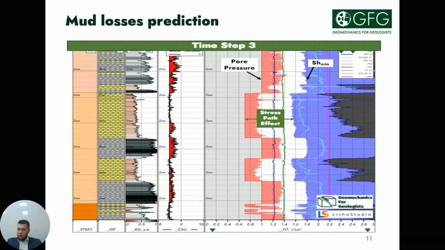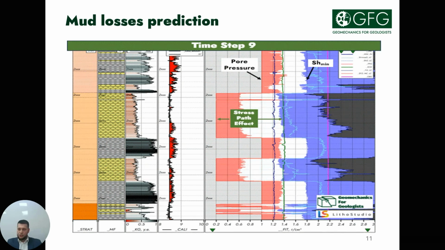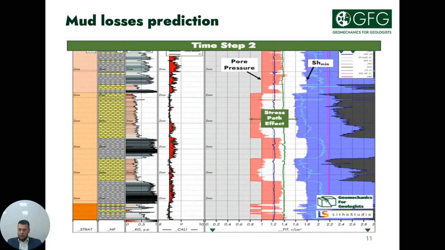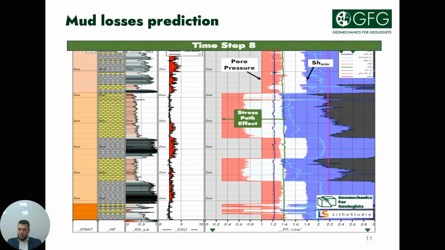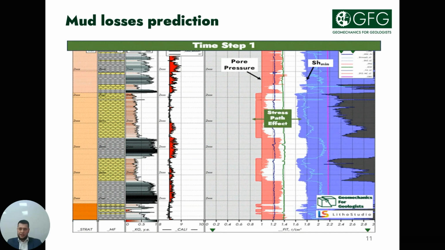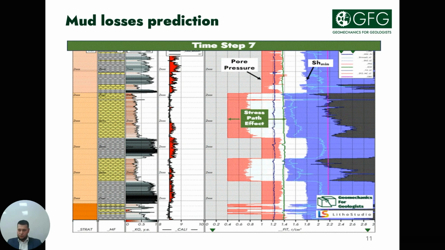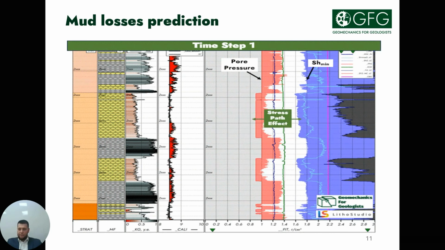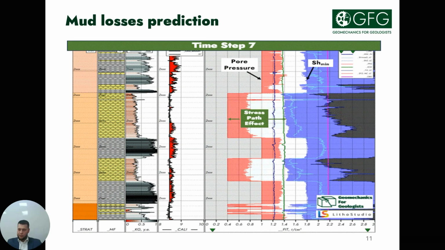If we are talking about fields where depletion in pore pressure is observed, then in accordance with the stress path effect, this leads to a decrease of SH min, the minimum horizontal stress. This increases the risk of mud weight losses with a greatly reduced pore pressure.